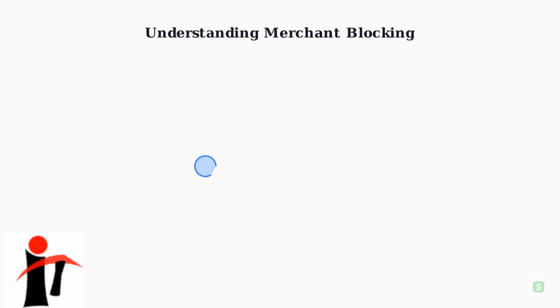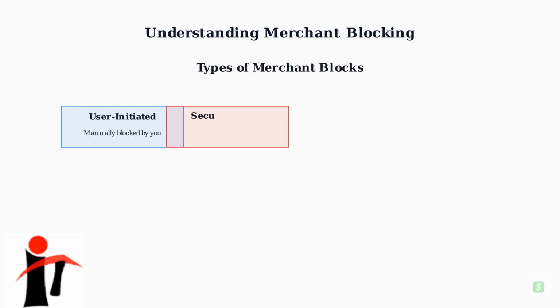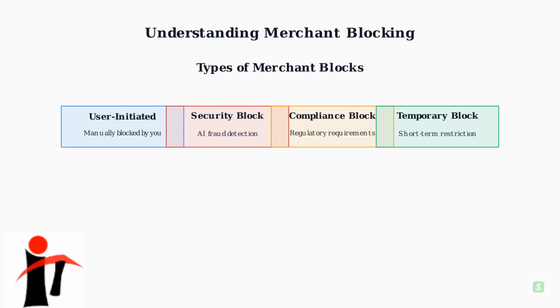Cash App's merchant blocking feature is a crucial security measure designed to protect users from potentially fraudulent or problematic transactions. This system can prevent payments to specific businesses either through your own actions or automatically through Cash App's advanced fraud detection algorithms. There are four main types of merchant blocks you should understand.